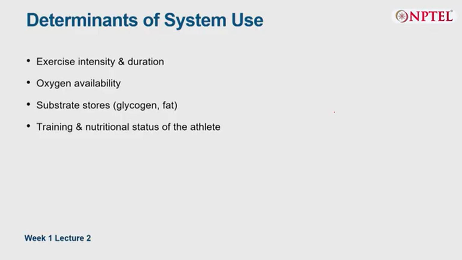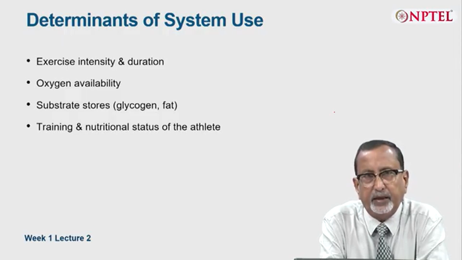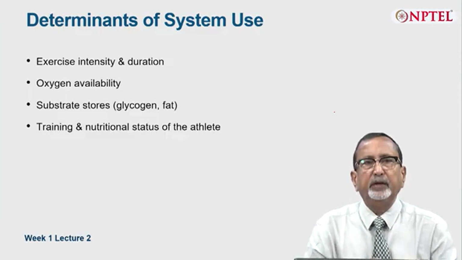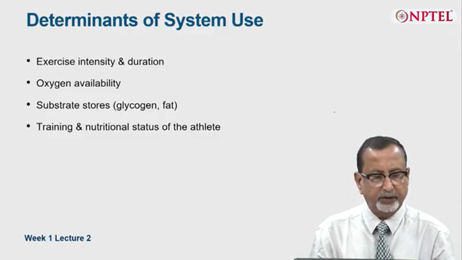So, the determinants of system use: one is exercise intensity and duration. In high intensity, obviously we require the ATP CP system. And if the intensity is high but the duration is 40 to 50 seconds, or less than 1 minute, then the energy comes from the anaerobic glycolytic system.